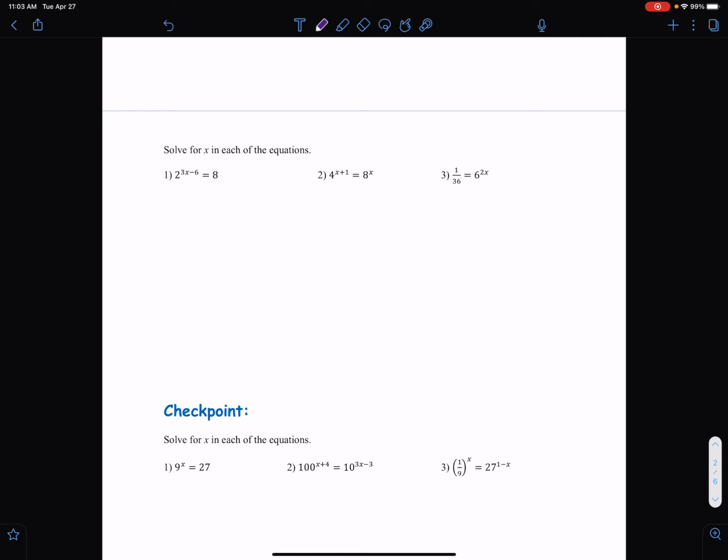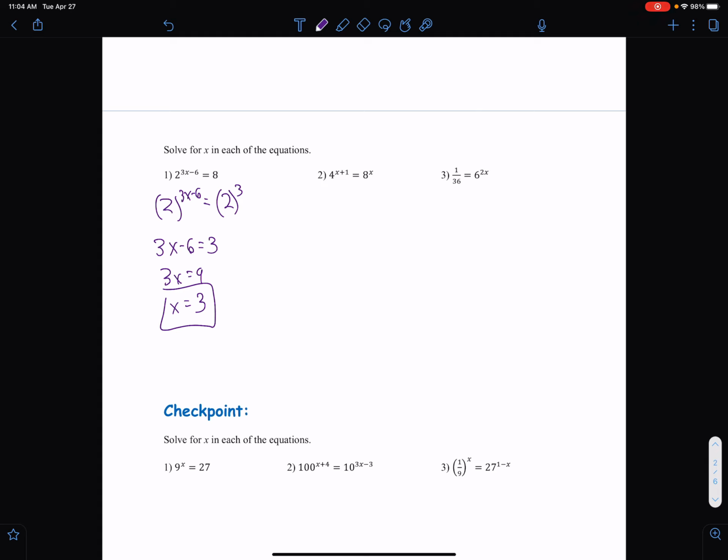Well, I could write 8 as 2 to what power? I can write it as 2 to the 3rd, because 2 to the 3rd is 8. And then look at that. We have the same base. We have 2 as the same base. So now what do we do when we have the same base? We can just set the exponents equal to each other and then solve from there. So 3x equals 9. X has to equal 3. You can check it. It's going to work out when you plug 3 back into the original equation for x.